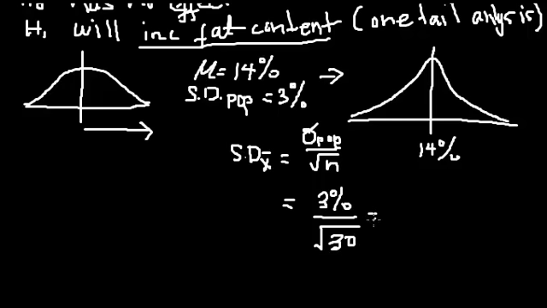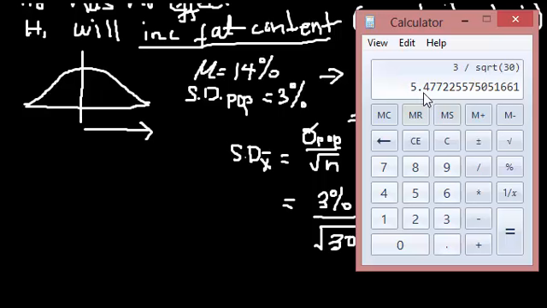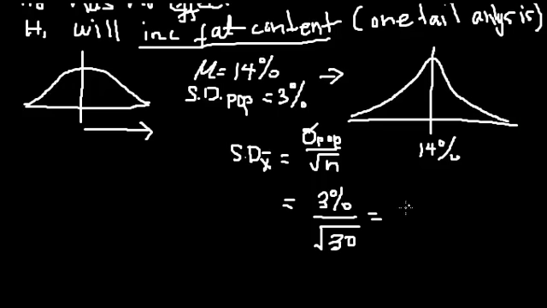Let me grab my calculator to check what this is. The value according to my calculator is 5.477, rounded off, 5.48. So let's just put it right there, 5.48. So that is the standard deviation of the sample means.